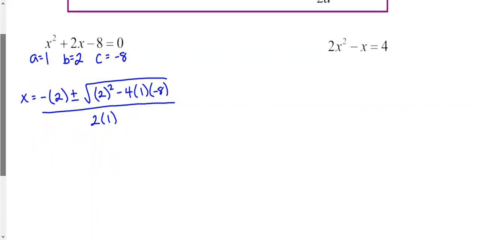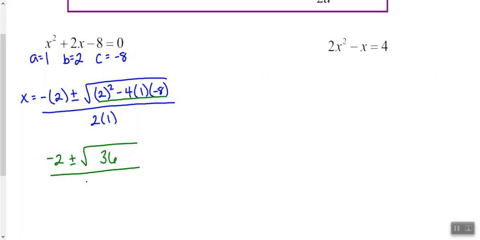Now I'm going to start to simplify some things. So x equals negative 2, plus or minus the square root, and then I'm just going to combine all this into one number. So I have 2 squared minus 4 times 1 times negative 8. And all you have to do is plug that into your calculator. And that gives us 36, all over 2 times 1, which is 2. I'm just going to put x equals in front.